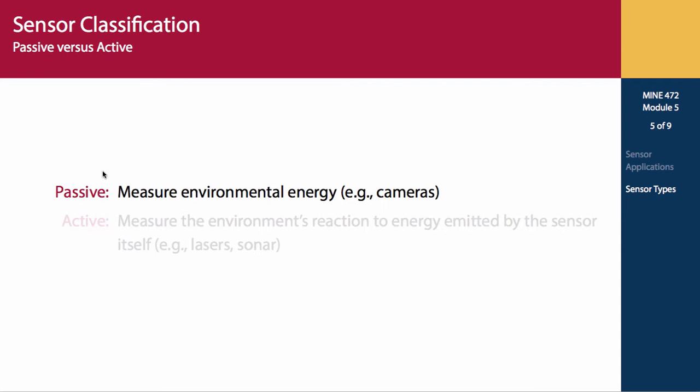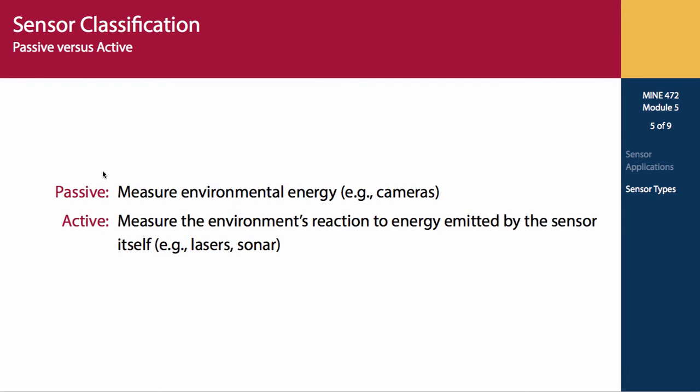Okay, we can also do a different kind of classification. We can think of passive versus active sensors. This one's fairly obvious, but passive measures environmental energy. Things like a camera, for example, use light from the environment. The light acts on the camera, and the camera records that information.